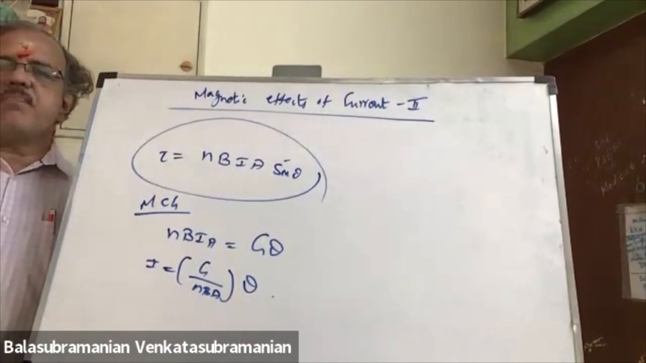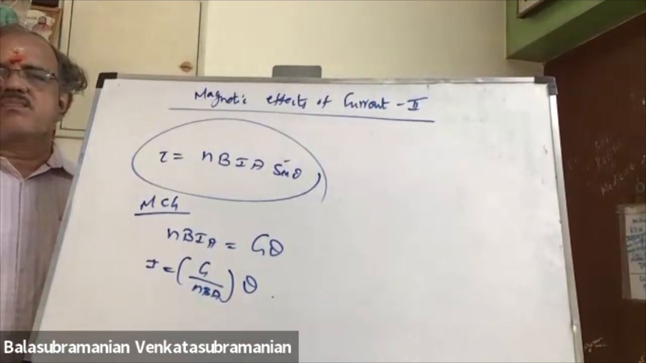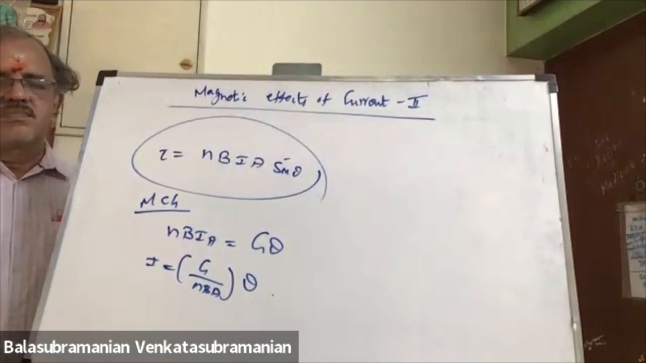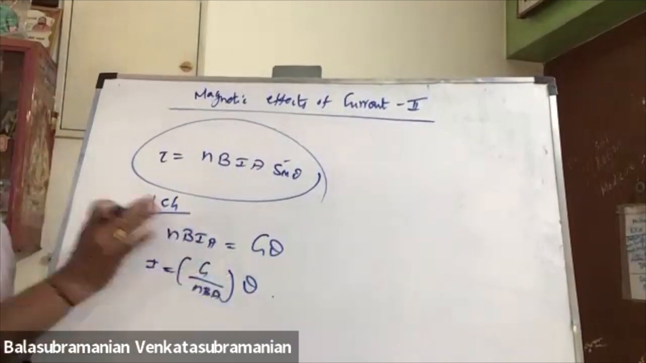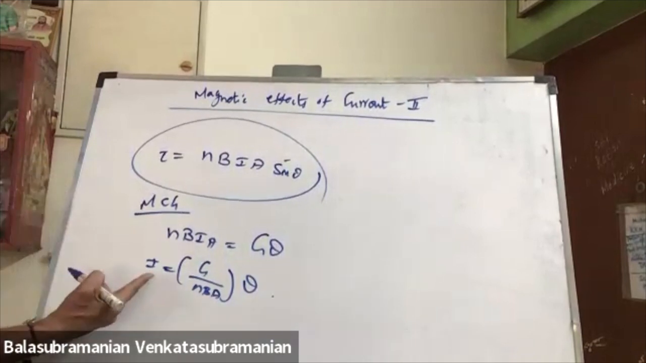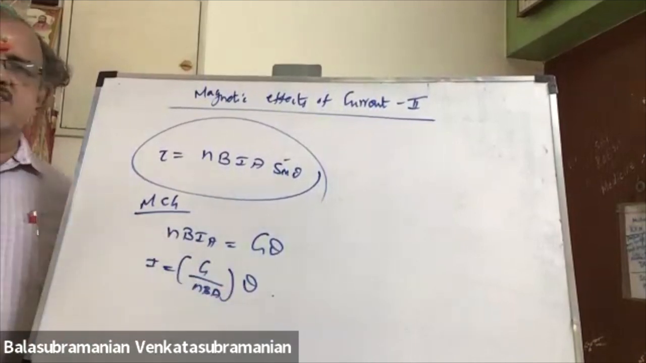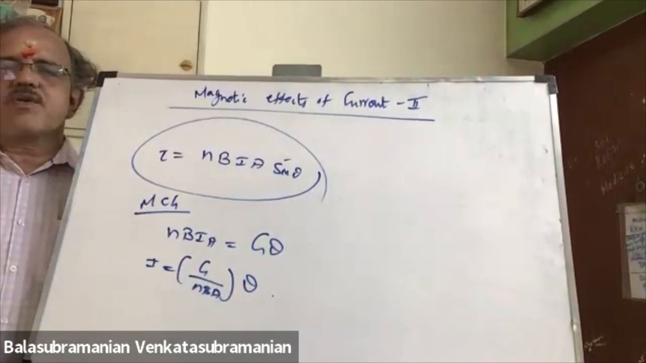G by N B A is a permanent constant, so this value will not change. If I changes, theta also changes. That is the deflection produced.